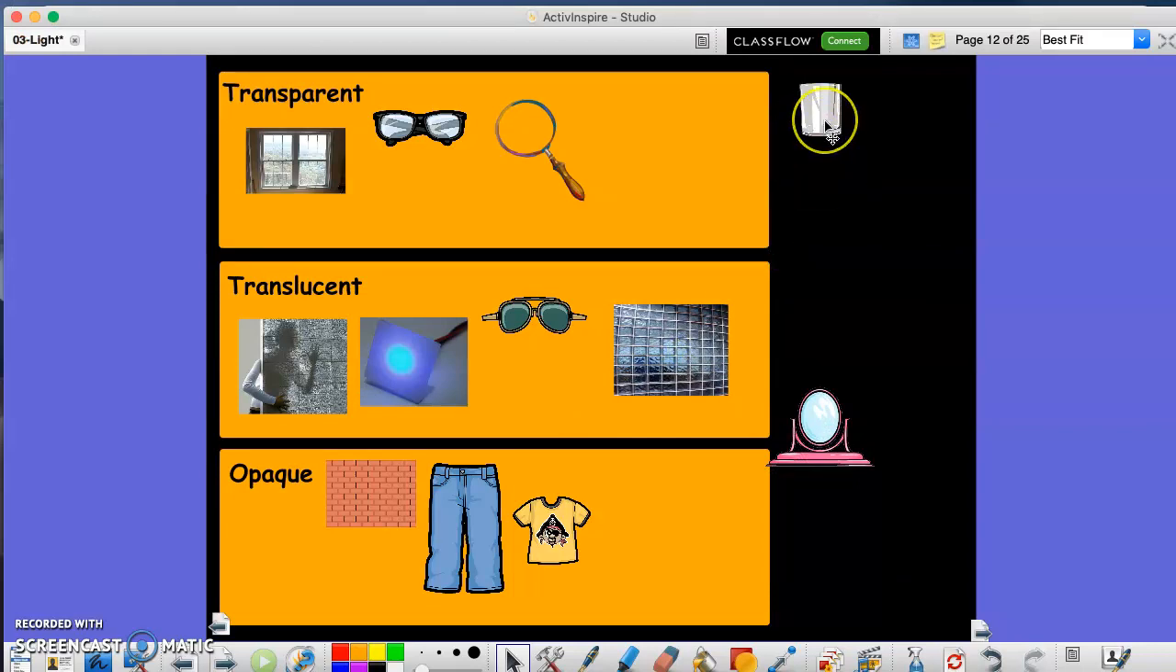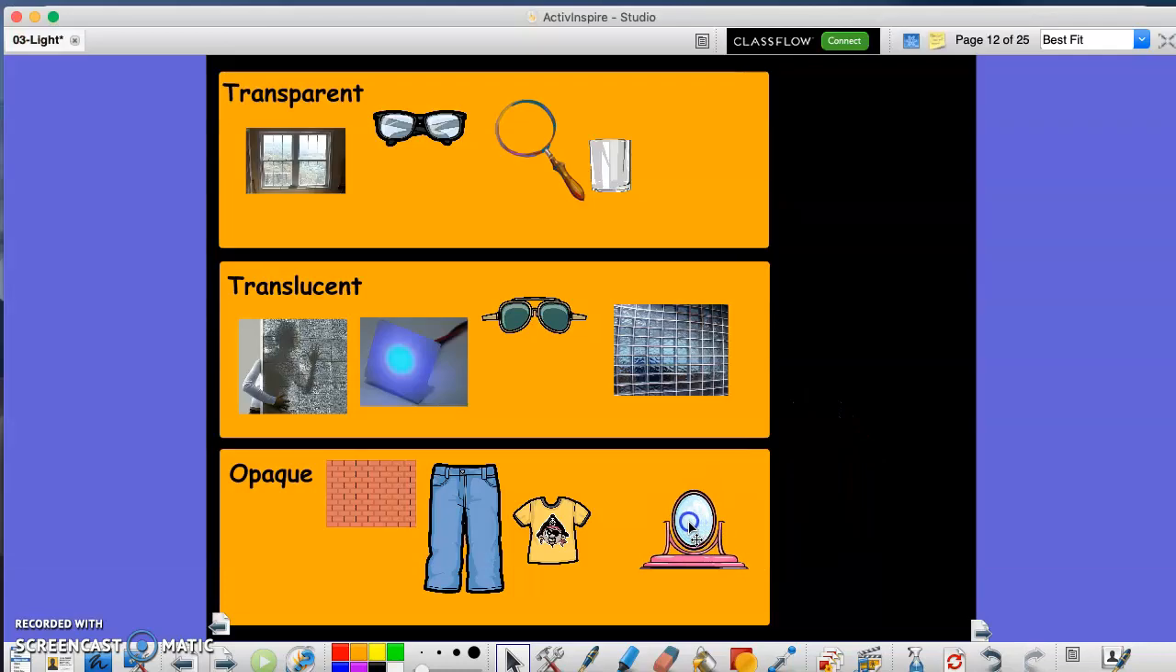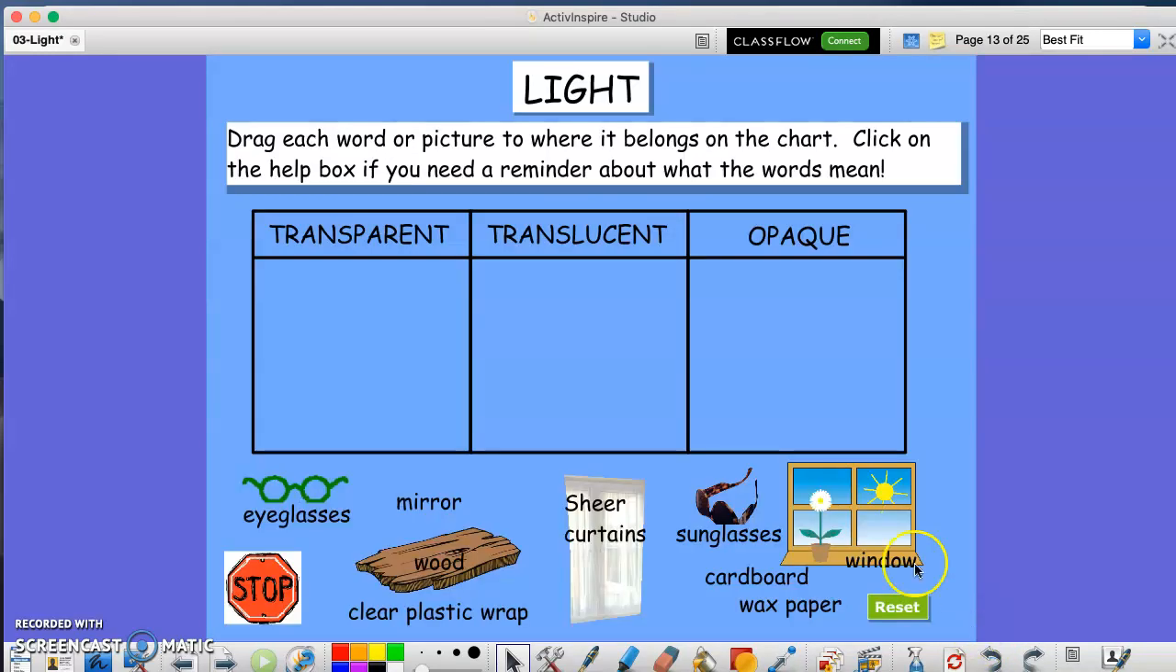This one is a glass jar. If you guessed transparent, good job. And what about the mirror? Does any light go through the mirror? Remember the video with Moby? All of that light reflects back to you and we do not get to see through it, and it's a reflection that you see. Excellent.